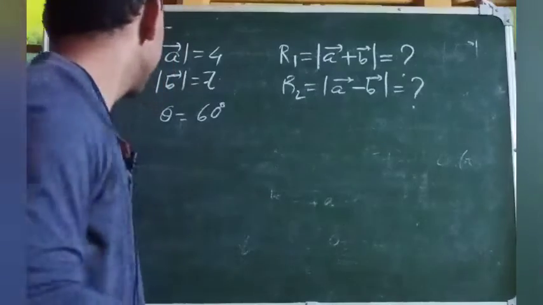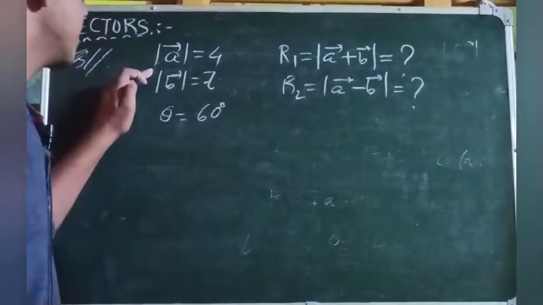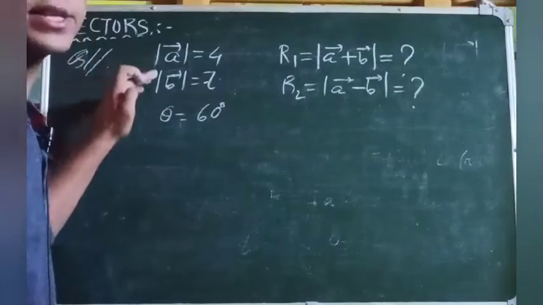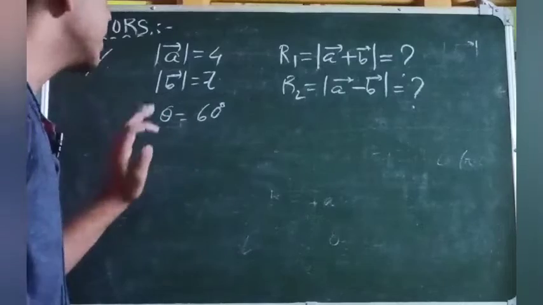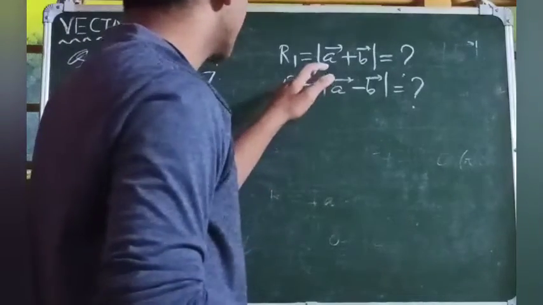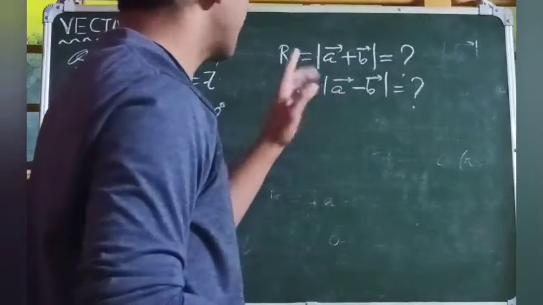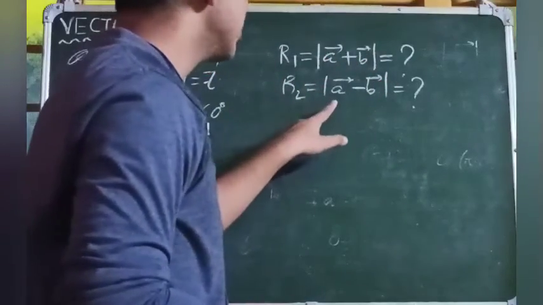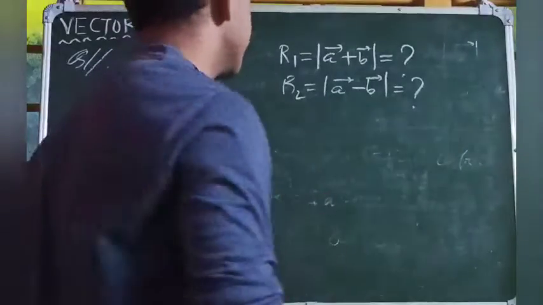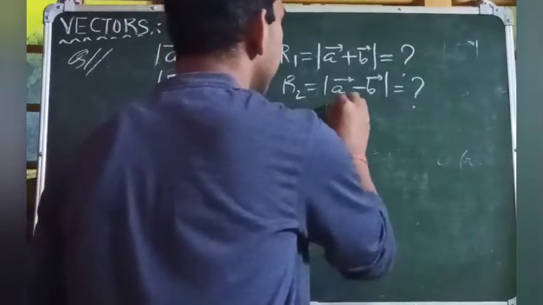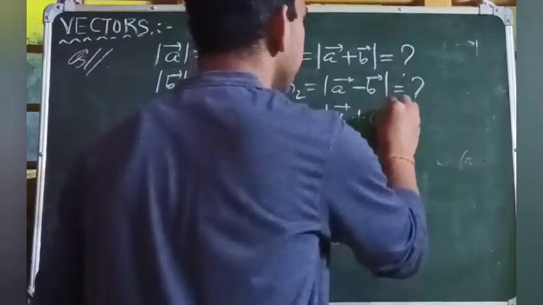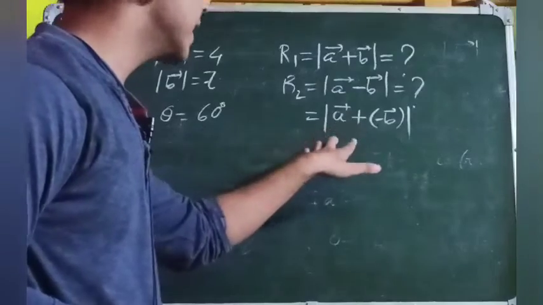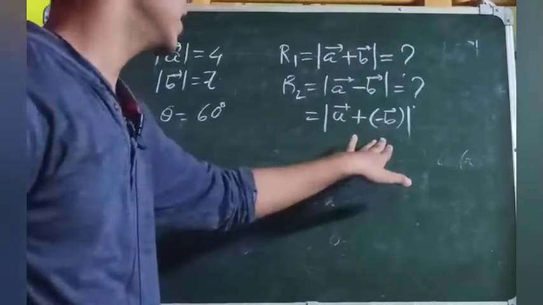Let's do an example. Here we are given that the magnitude of a vector is 4, the magnitude of b vector is 7, and the angle between a vector and b vector is 60 degree, which is theta. Now we are required to find the magnitude of the resultant of a vector and b vector, and the magnitude of resultant of a vector and minus b vector. This can also be written as a vector plus minus b vector. So R2 represents the magnitude of the resultant of a vector and minus b vector.